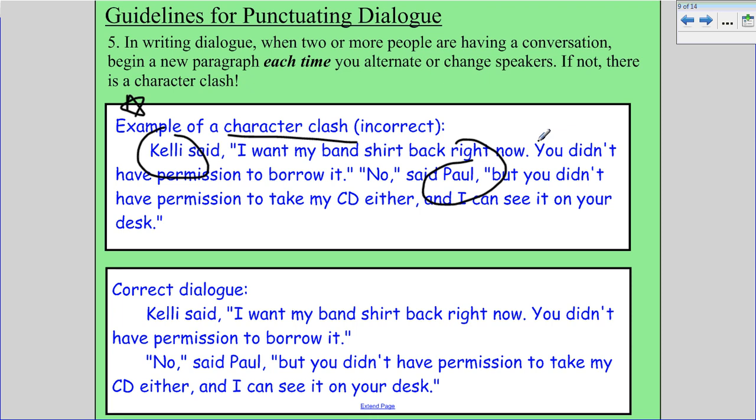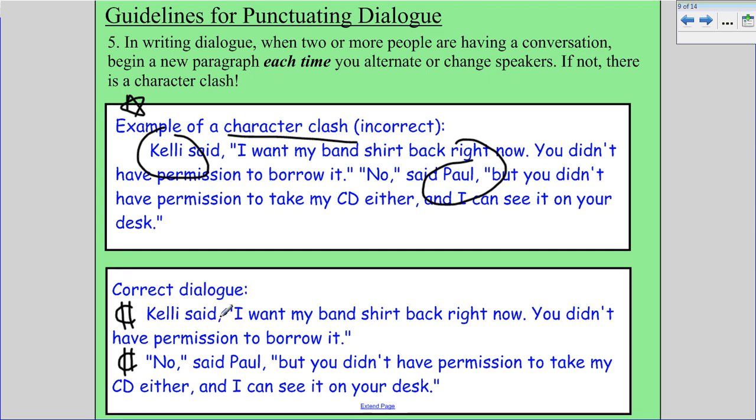So this is how we correctly punctuate this. We'd start a new paragraph here because Kelly's first talking. Kelly said, "I want my band shirt back right now. You didn't have permission to borrow it." Then Paul talks, so we're going to start a new paragraph. "No," said Paul, "you didn't have permission to take my CD either, and I can see it on your desk."